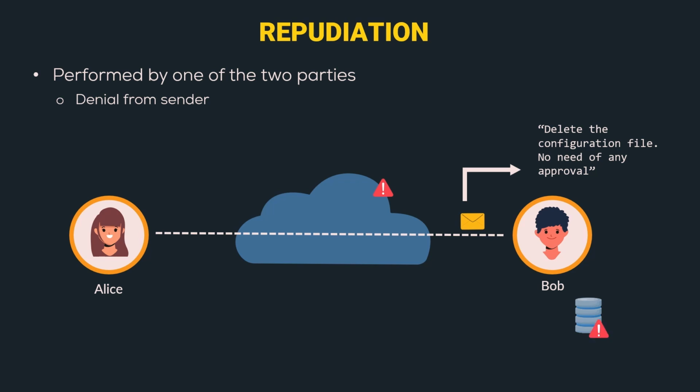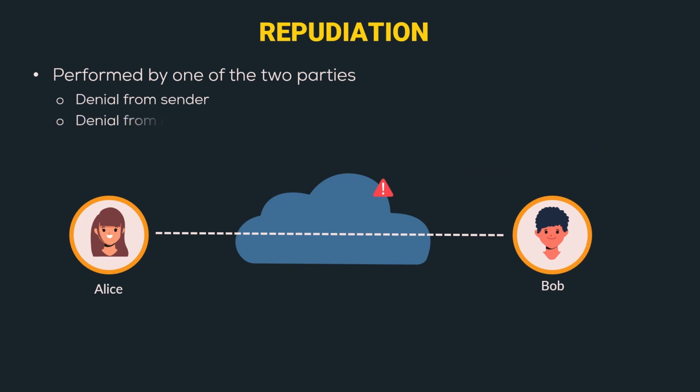But after the deletion, the DB runs into an error, and all blame goes to Bob. When Bob tells that Alice had told him to do this, Alice denies it by saying that, I haven't sent any such message. Now Bob gets into trouble. So this was denial from sender. The next is denial from receiver.